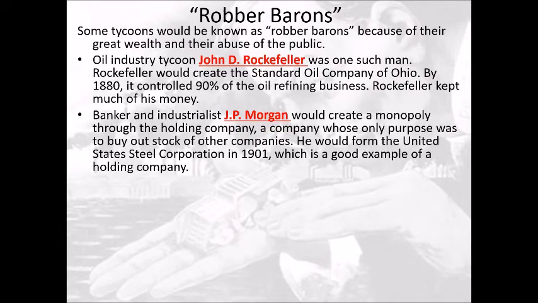Banker and industrialist J.P. Morgan would create a monopoly. Remember what monopoly means, guys: where you control all aspects of business. Through the holding company, a company whose only purpose was to buy out stock of other companies, he would form the United States Steel Corporation in 1901, which is a good example of a holding company. So what he did, he just bought stocks and took over the companies that way. He didn't buy out the competition. He just bought the company itself. And by holding stocks, you own part of the company. He owned most of the stocks, so he owned the company.